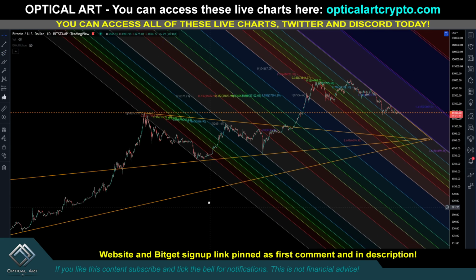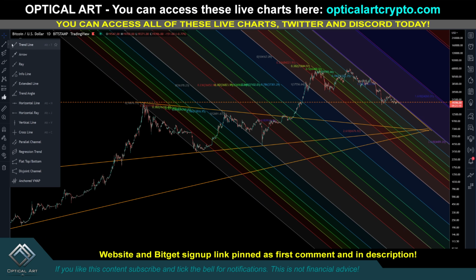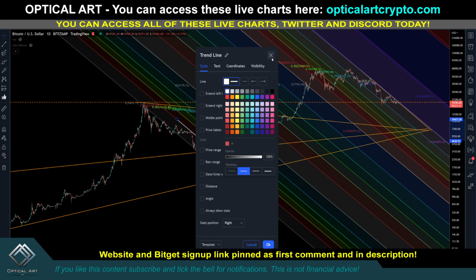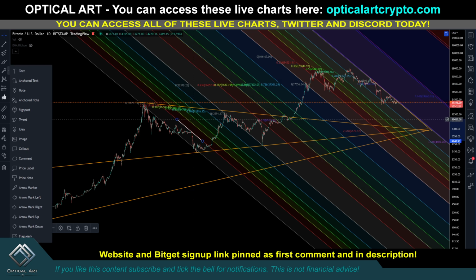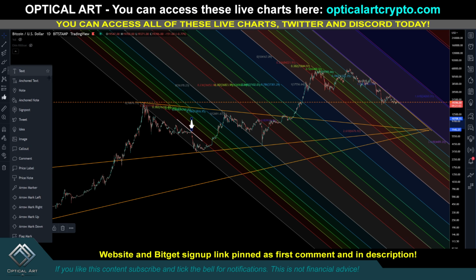Okay, so let's break this down. So let's do a trend line. So you can see right here, price got rejected. Let's make this white. And we'll put an arrow here. All right, and go to text.